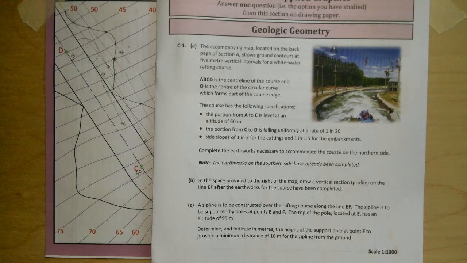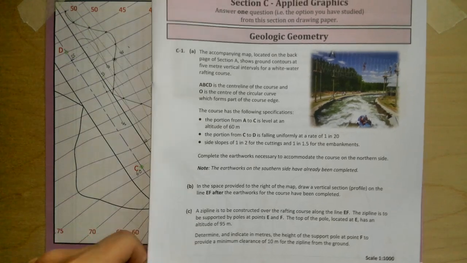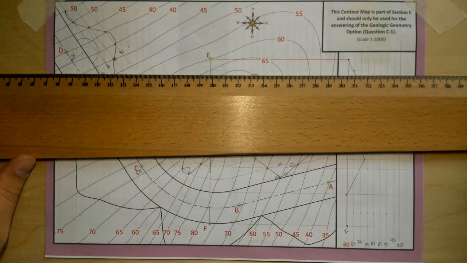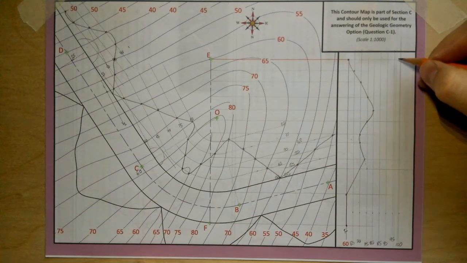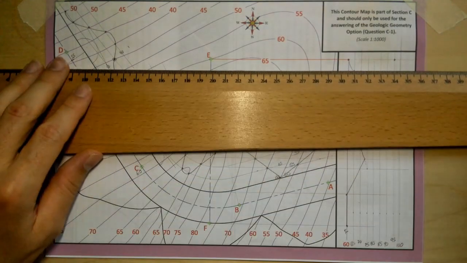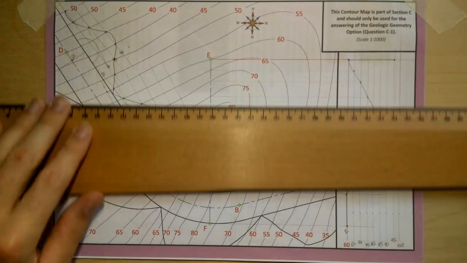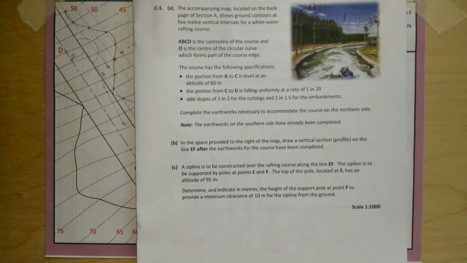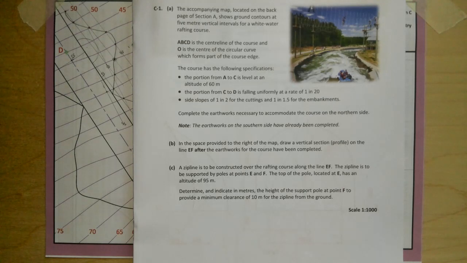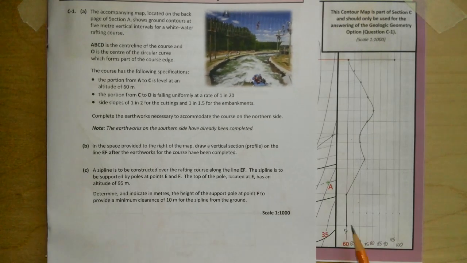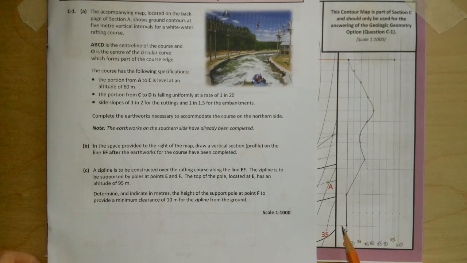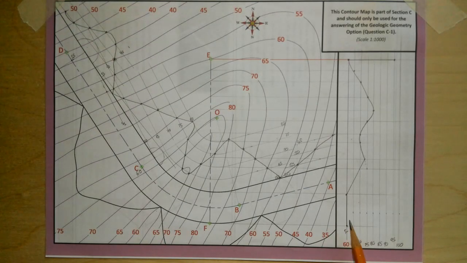Part C then, a zip line is to be constructed over the rafting course along the line EF. The zip line is to be supported by poles at point E and F. The top of the pole located in E has an altitude of 95. Okay, we'll go up to E here and we'll draw it in. 95 brings it up to there. Determine and indicate in meters the height of the support pole at point F, down here at the bottom, to provide a minimum clearance of 10 meters for the zip line from the ground. Okay, 10 meters from the ground.